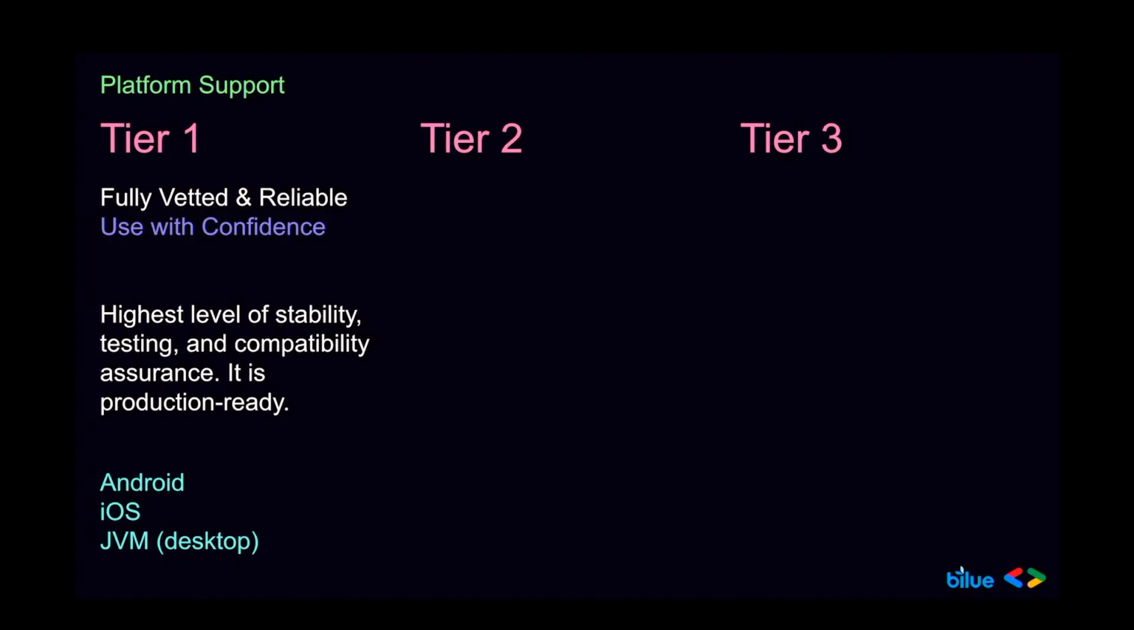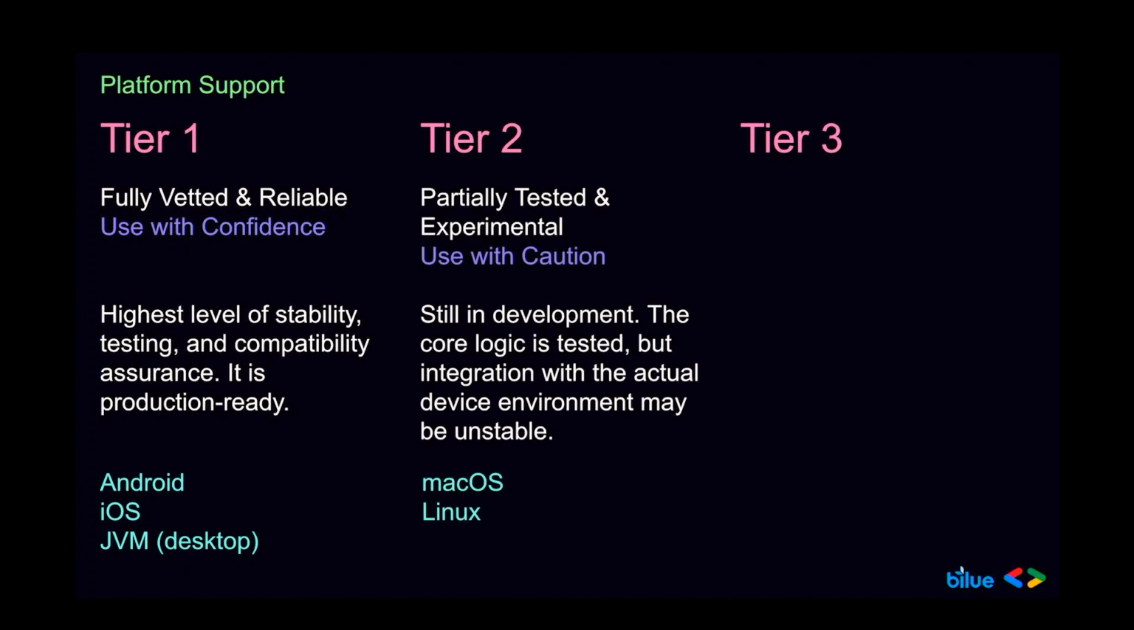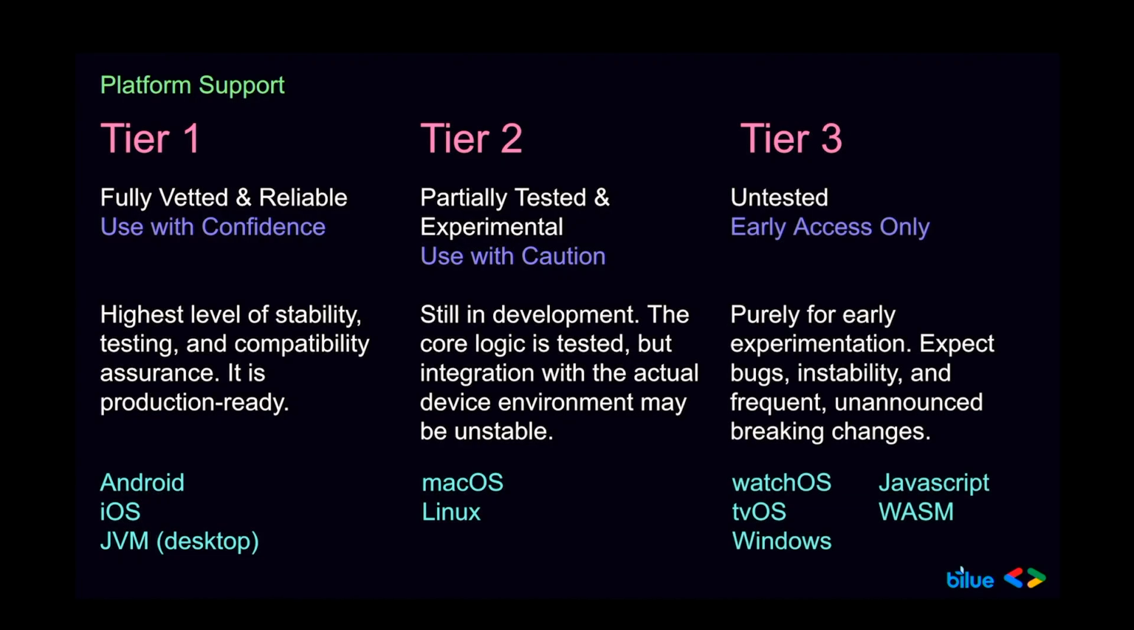Tier 1, which is fully vetted and reliable, we can use this with confidence in production. So this is Android and iOS and our desktop platforms as well. Tier 2, these are the ones we might use with caution, so macOS and Linux, not quite tested completely. And there's the untested experimental areas, which is some watchOS, Windows, JavaScript, and web as well. Gradually, these will graduate themselves into higher tiers.